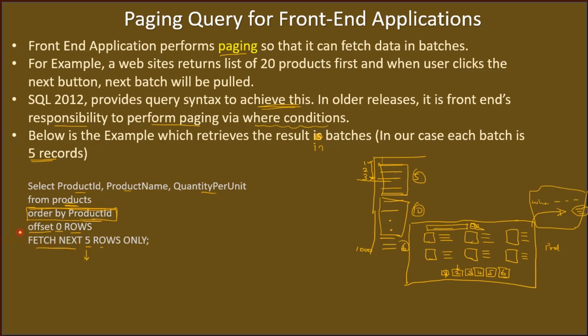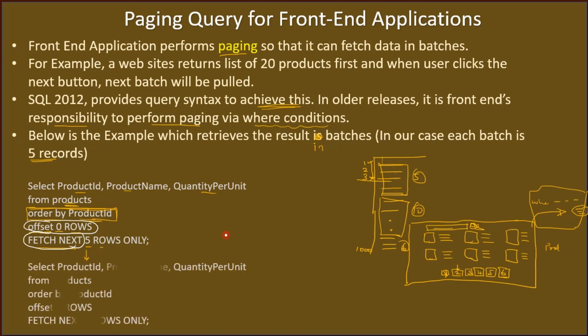So there are two keywords. One, if you see, is offset 0 rows, then fetch next. Using these two keywords you can perform the pagination. Now let's go to the example and see how it works. So we already talked about this offset 5 rows, fetch next 5 to process the next batch.